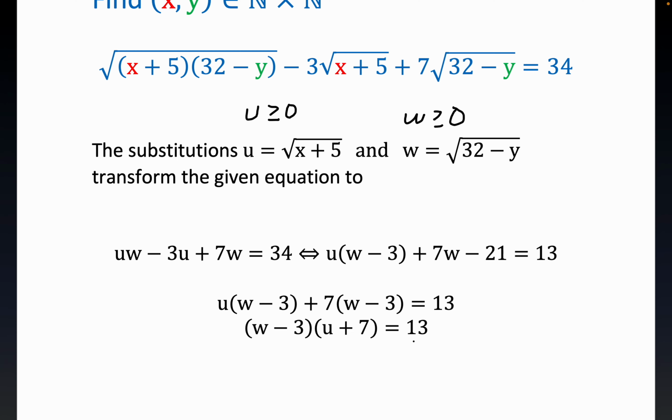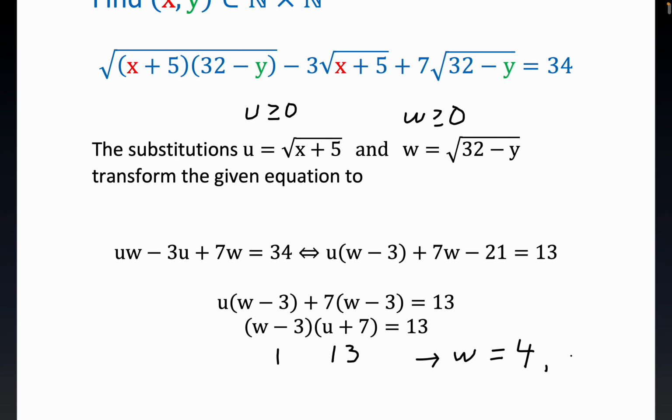Again, folks, let's take a look at the factor pair 1 and 13. If you associate 1 with the factor w minus 3 and 13 with the factor u plus 7, that certainly implies that w is equal to 4. This is just by inspection. 1 and 13 are the only divisors of 13. It's a prime number. So that gives you w is equal to 4, and u must be equal to 6.